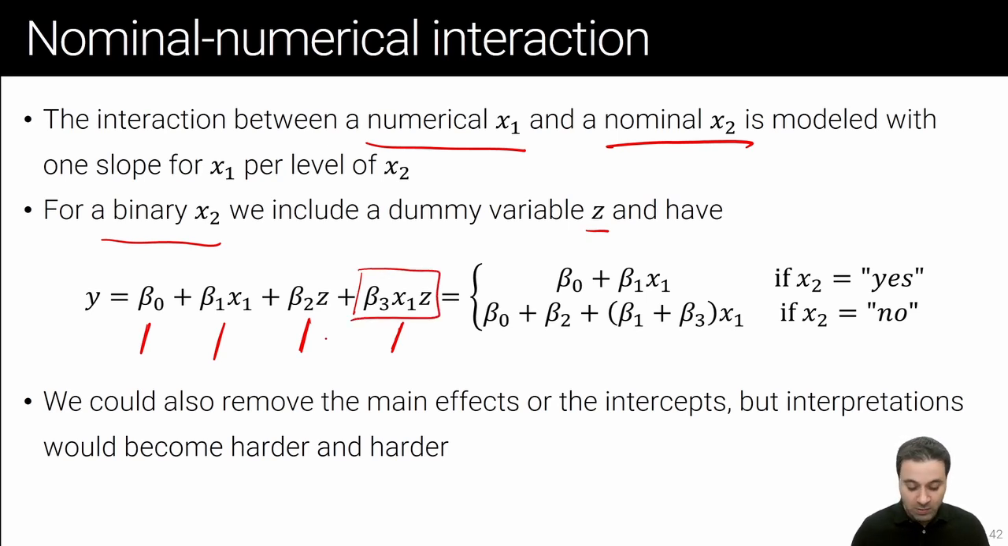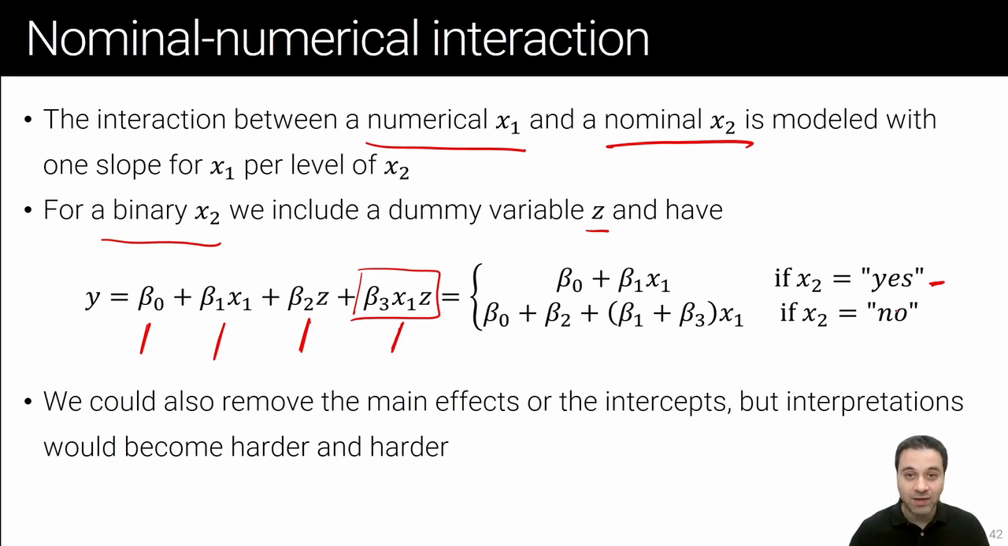So if we look at again at the model from the perspective of the two possible categories, yes or no, if the categorical predictor equals yes, then the model reduces to beta 0 plus beta 1 times x1. So we have the intercept beta 0 and the slope beta 1. This is how to interpret these coefficients. Beta 0 would correspond to the intercept for case x2, and beta 1 would correspond to the slope of x2 equal yes.